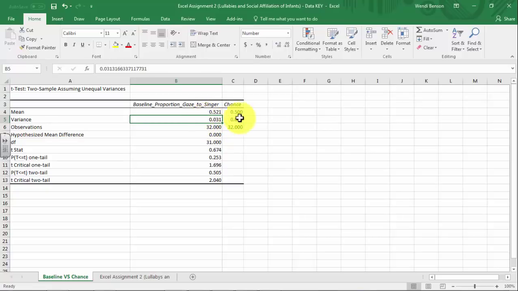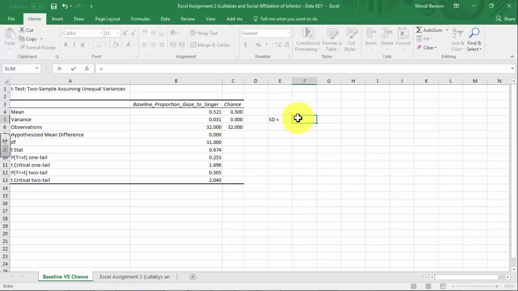Now, variance is hard to interpret, so I'm going to turn this into a standard deviation. So I'm going to write SD equals, and I'm going to put my standard deviation right here. And remember, the standard deviation is the square root of the variance. So I can just type in equals SQRT, look for sqrt there, double click it, click your variance, hit enter, and your standard deviation is 0.176, or really 0.177 if you round.